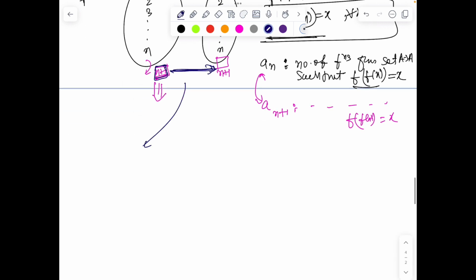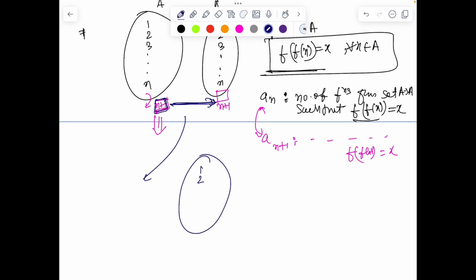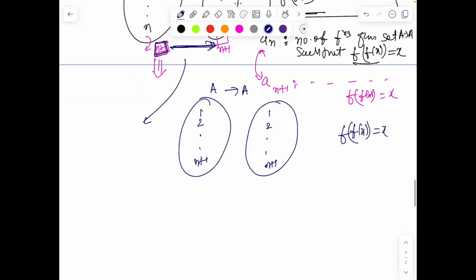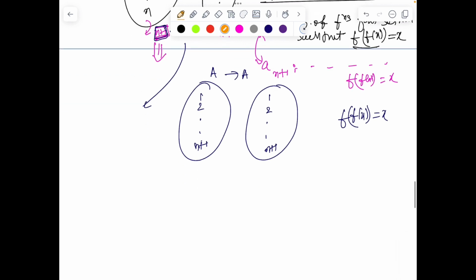Either this new element n plus 1 will go to itself, n plus 1, right? So if I see, now we have 1, 2, till n plus 1 and 1, 2, till n plus 1. So how many such functions are there which satisfy f of x equals x? So we have only two possibilities here. Either it might happen like n plus 1 is already locked with n plus 1.